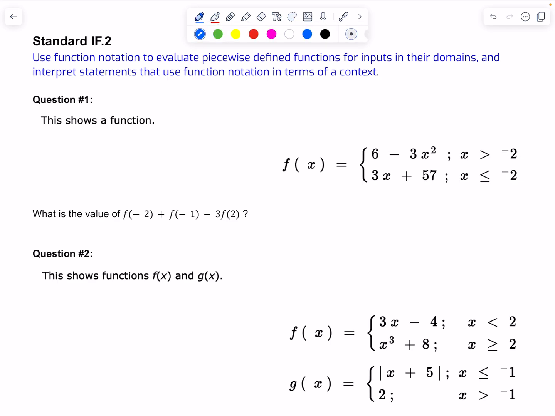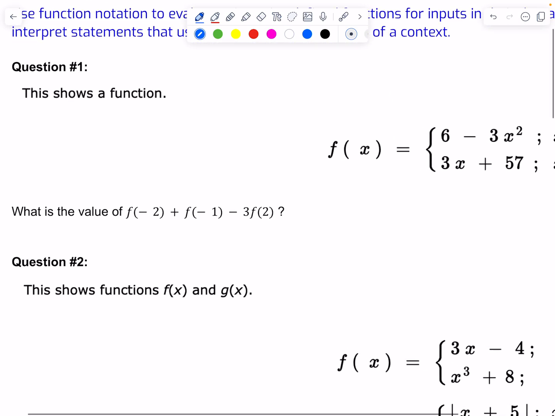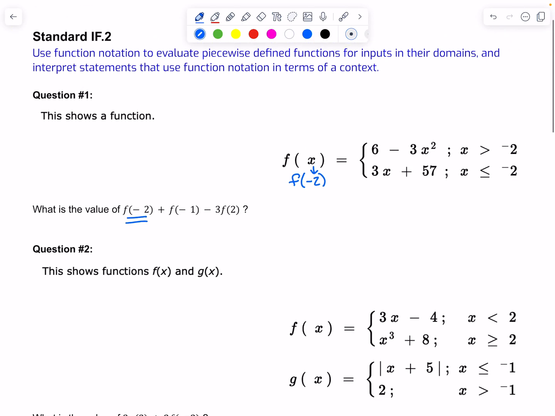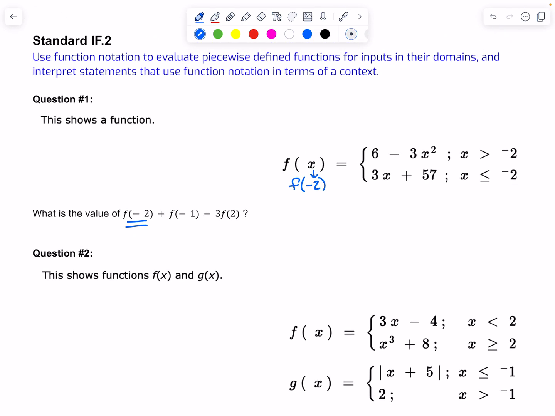It shows a function f of x and it asks us what is the value of f of negative 2 plus f of negative 1 minus 3 times f of 2. So let's start with f of negative 2. If we think of f of negative 2, that means x equals negative 2. So we have to figure out which piece of this function would make the best sense. And it says x is greater than negative 2 for the first piece of the function.